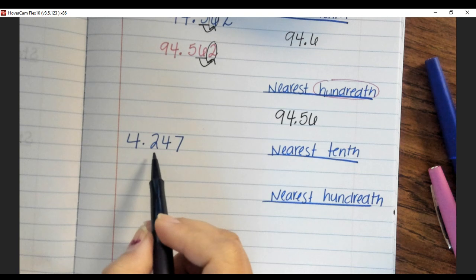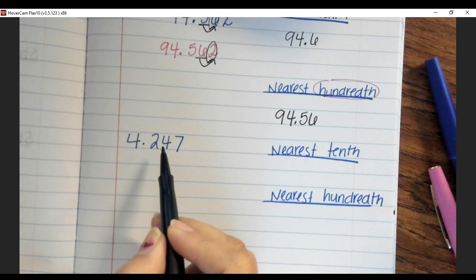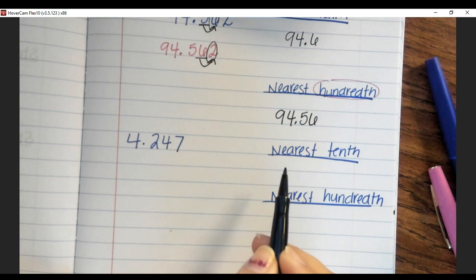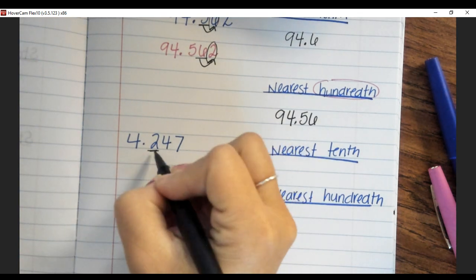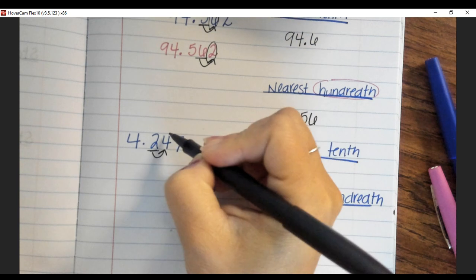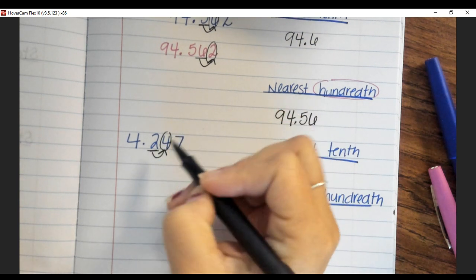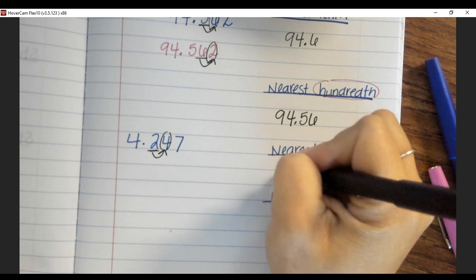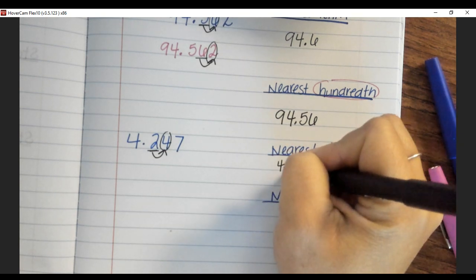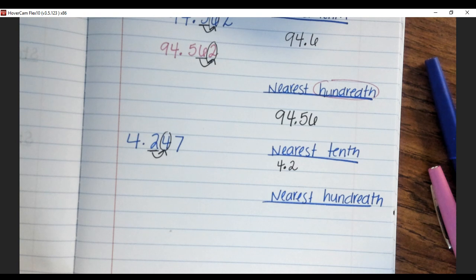I'm going to round 4 and 247 thousandths to the nearest tenth. So my tenth is the 2. Look at the digit to the right. That number is 4 or less, so I'm going to let the underlined number rest. So my answer is 4 and 2 tenths.